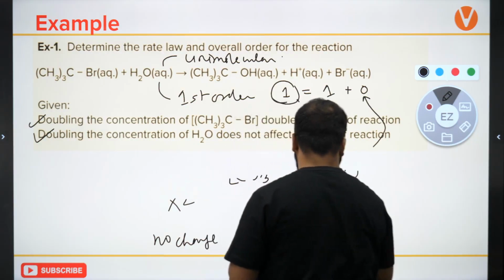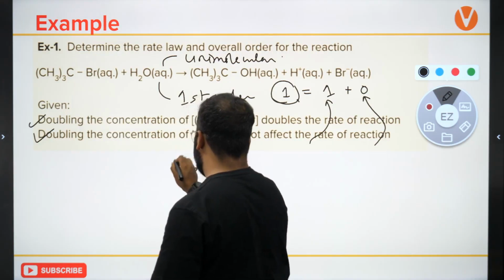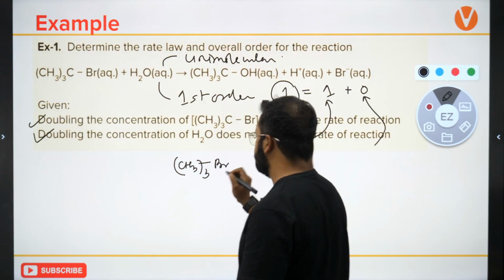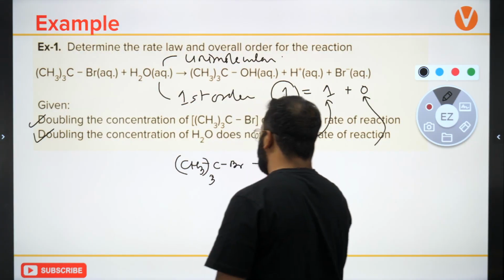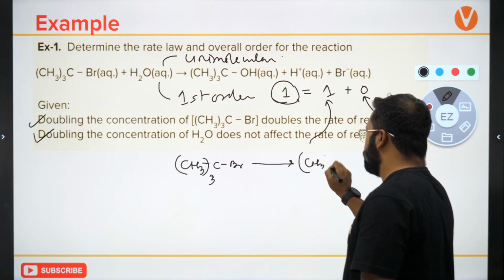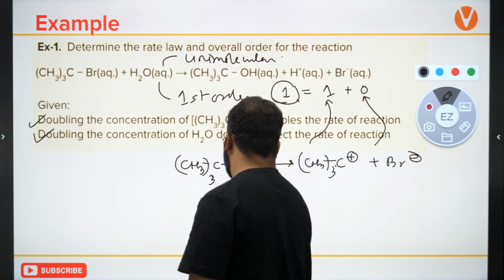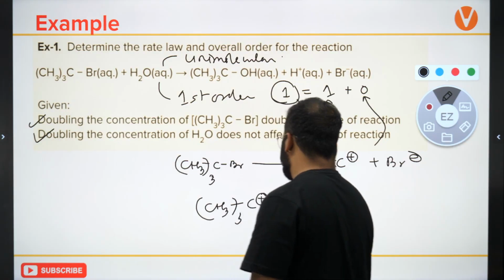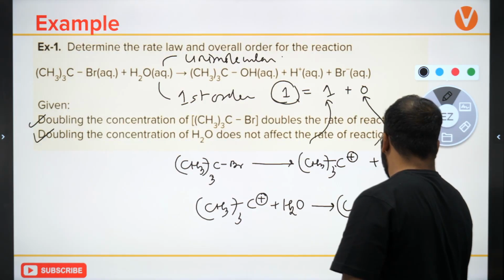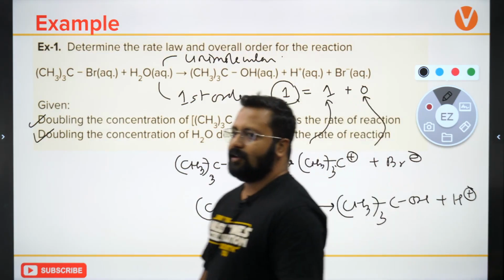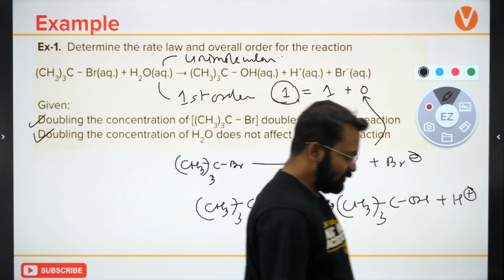Is it clear till here? If I write the mechanism, you will be able to understand. So if I take this alkyl halide, (CH3)3CBr, and write (CH3)3C+ and Br minus, the reaction takes place like this. You can see the reaction is happening in 2 steps.